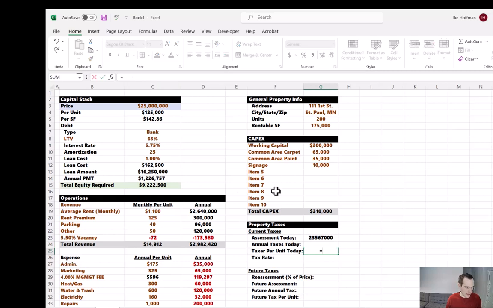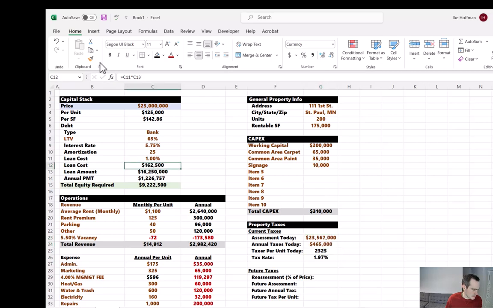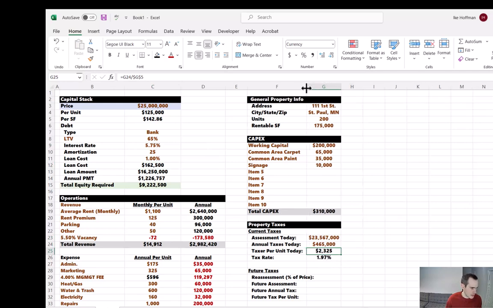I like to calculate those property taxes on a per unit basis. So we're going to take that and divide it by 200 units, which is $2,325 per unit in property taxes. And then the applicable tax rate is the taxes today divided by the assessment, which equals 1.97%. The assessment today and the taxes payable today are manual inputs, while the taxes per unit and the tax rate would be calculations.